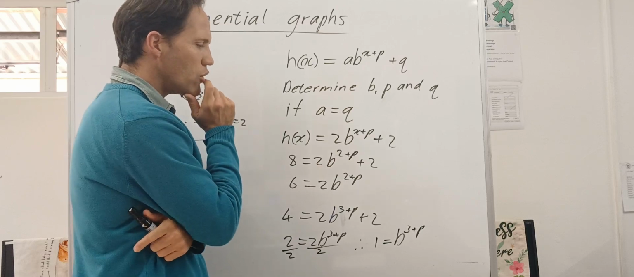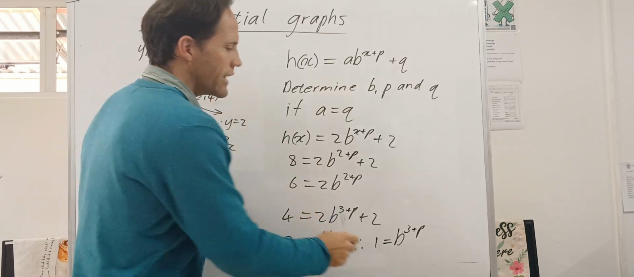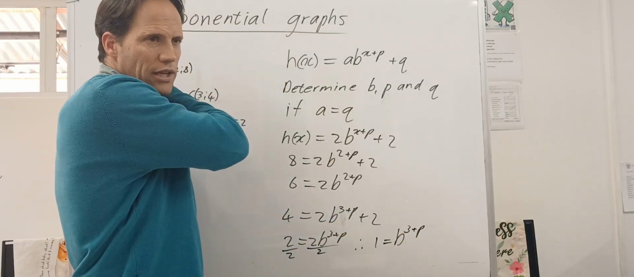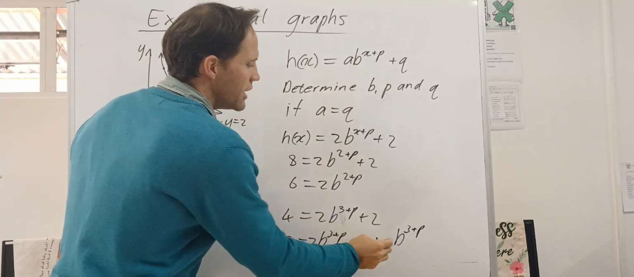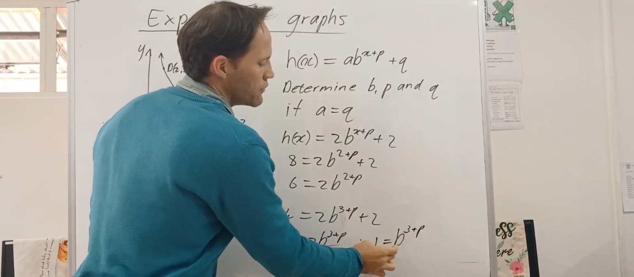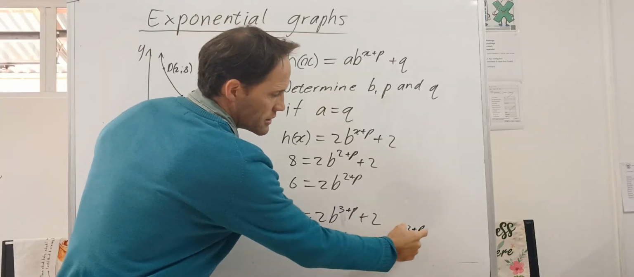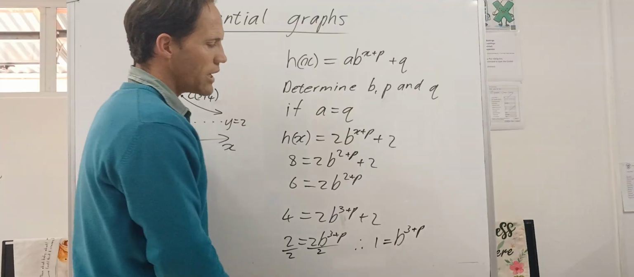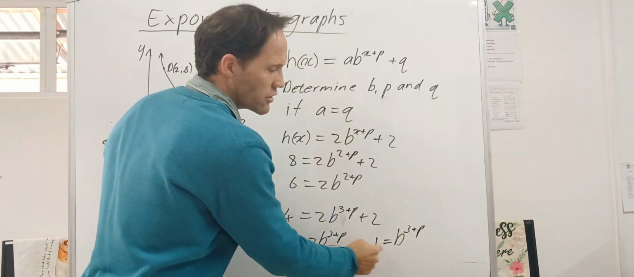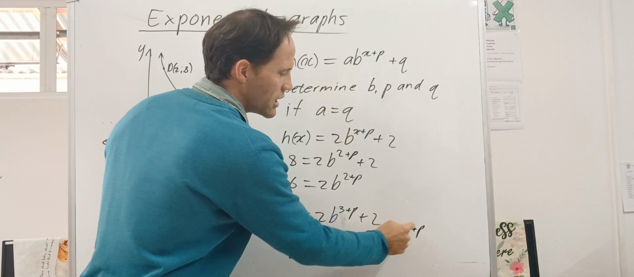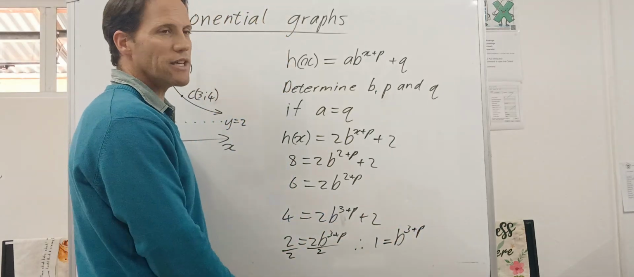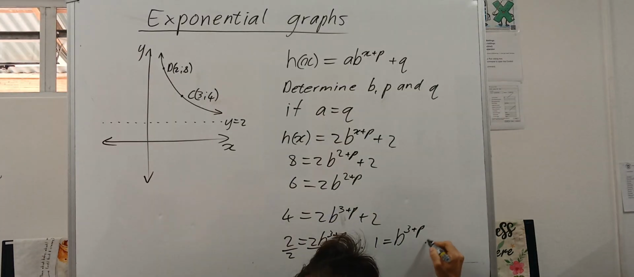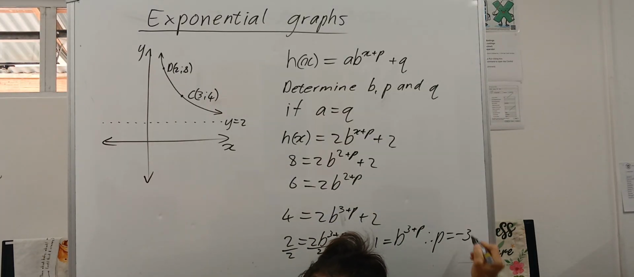Why? Because we know from exponents that anything to the power 0 is 1. Remember the rule, the definition, that anything to the power 0 gives you 1. So if the answer is 1, it means this exponent must be 0. Does it make sense? That's the only way. It has to be 0 because the answer is 1. So b to the power 0 is equal to 1, which means 3 plus p must be 0, which means p must be negative 3. So you can say, therefore, p is equal to negative 3. It has to be negative 3.